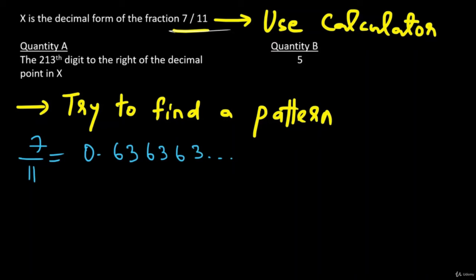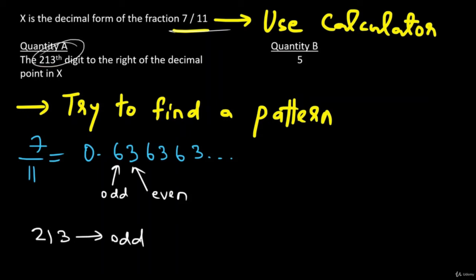Now, what is the pattern that you can observe over here? You can see that when it comes to the decimal places, the odd positions have 6 and the even positions have 3, right? Now, 213 is an odd number, right? Therefore, quantity A will be equal to 6, right? And hence that's greater than 5, and therefore the correct answer to this question is option A.